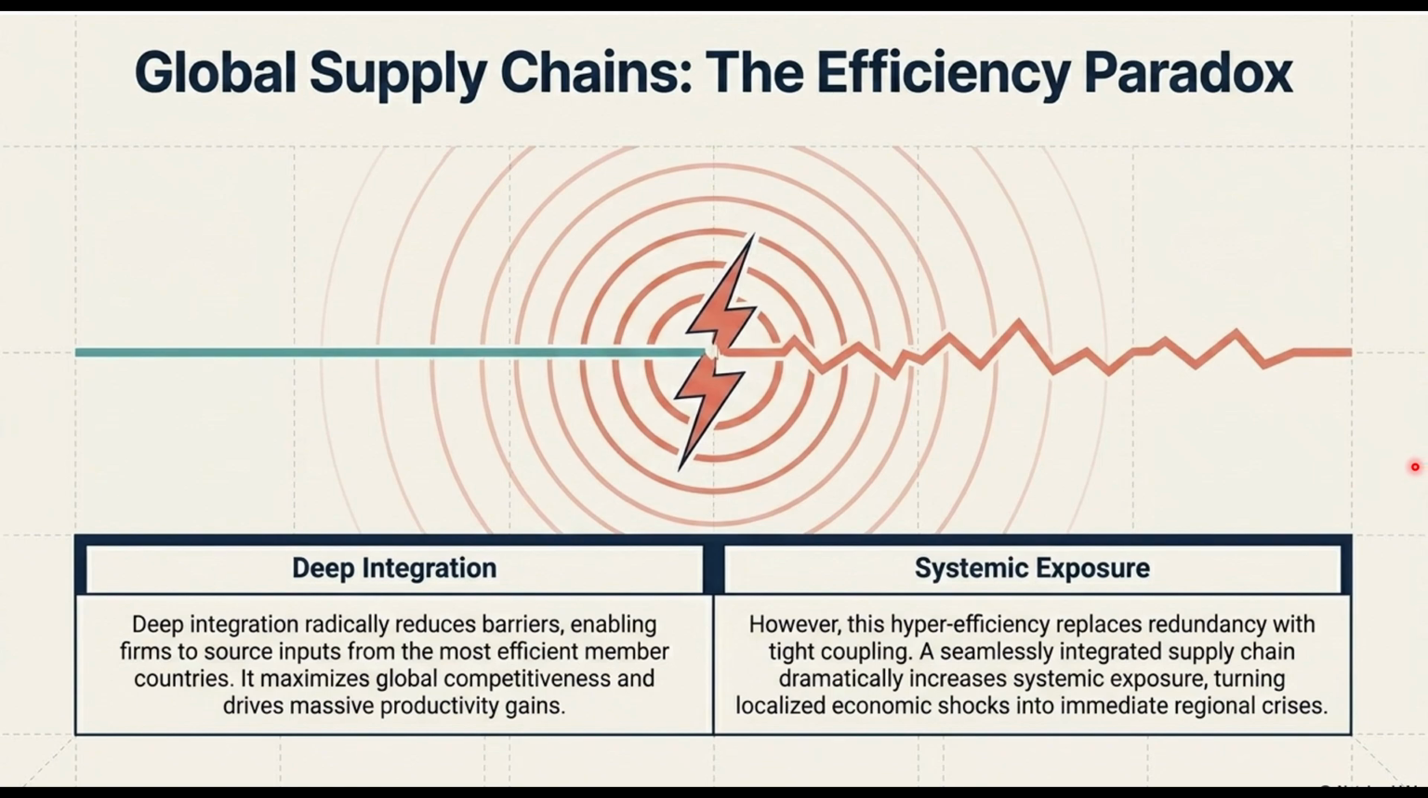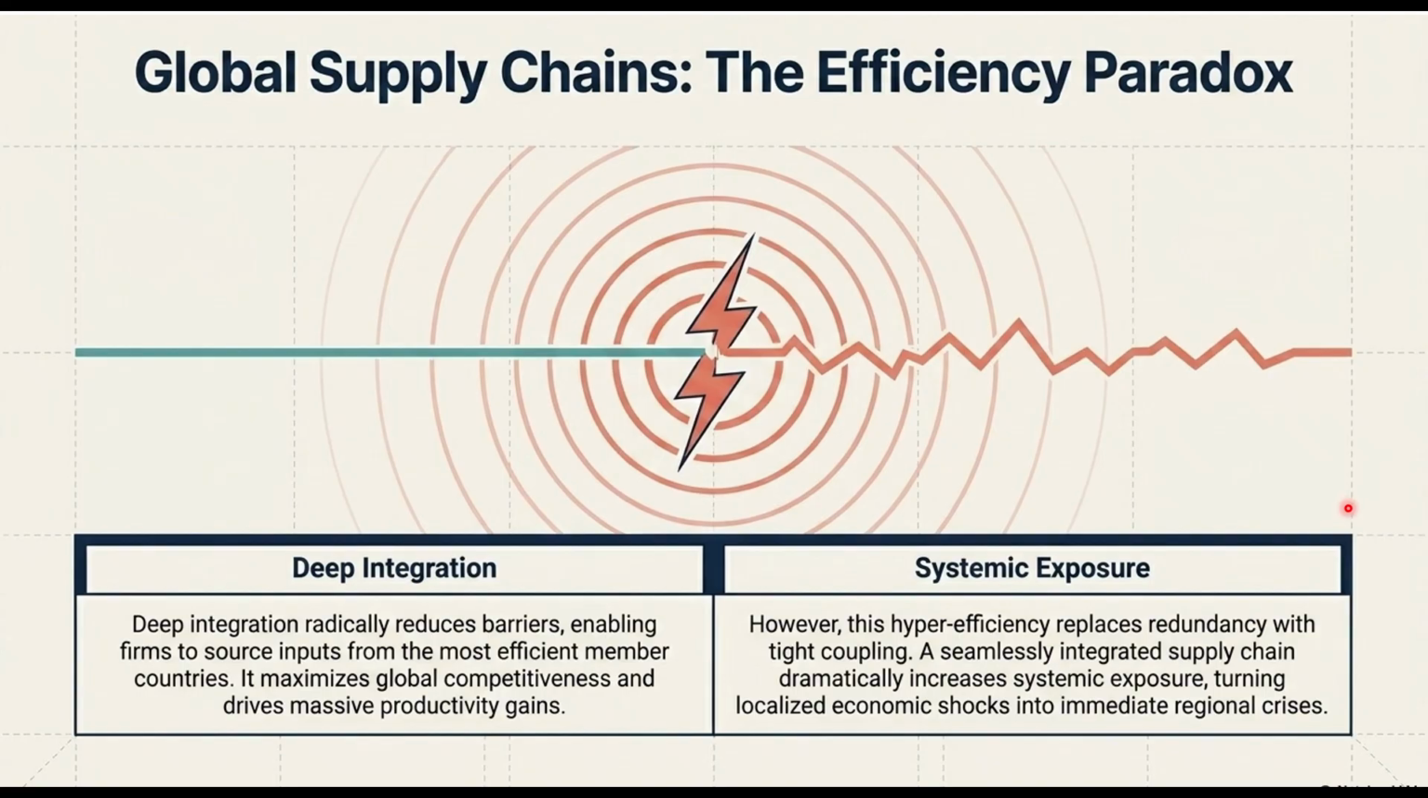Now let's see the supply chain. Modern production depends on global supply chains, right? A single product may involve components manufactured in dozens of countries before final assembly. Deep integration lowers production cost and increases efficiency. However, it also increases vulnerability. Natural disasters, pandemics, geopolitical conflicts, or shipping disruptions can interrupt entire production networks.